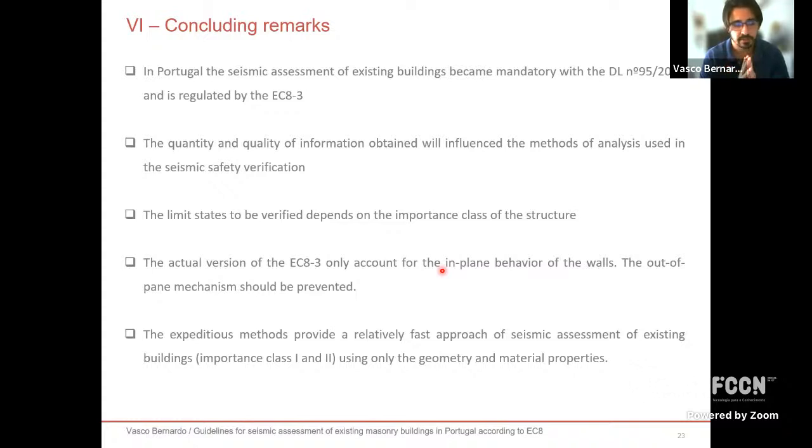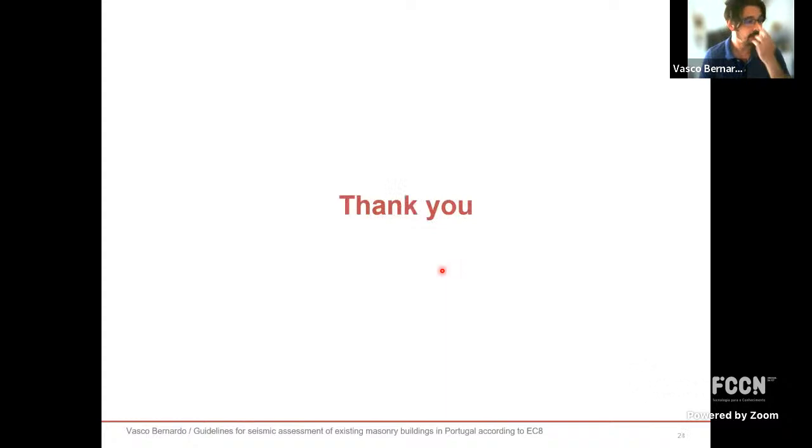And also finally, the expeditious methods for seismic assessment of masonry buildings are being currently applied by the technical community in Portugal, and they provide a fast approach for the seismic assessment because it only needs the geometry and the material properties of the building, but of course they are restricted to buildings with importance class 1 and 2. And that's all. Thank you very much for your attention.